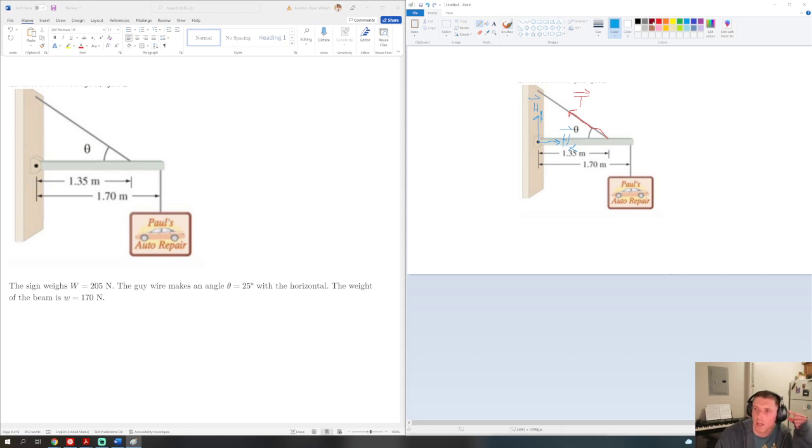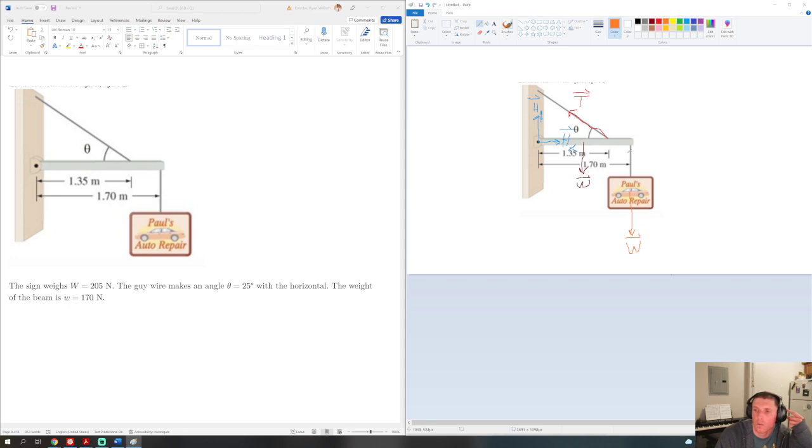There will be, and this is important too, the beam has mass, right? Because we're told its weight. And so there will be a gravitational force on the beam pointing straight down, and I'm going to call that little w. There will also be a force on the sign, which we'll call big W.